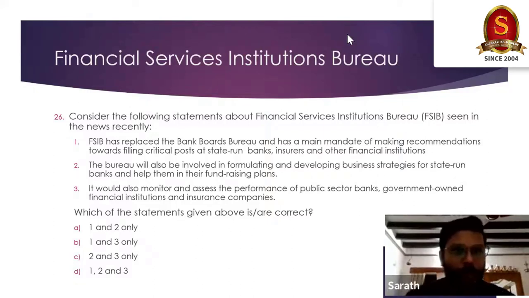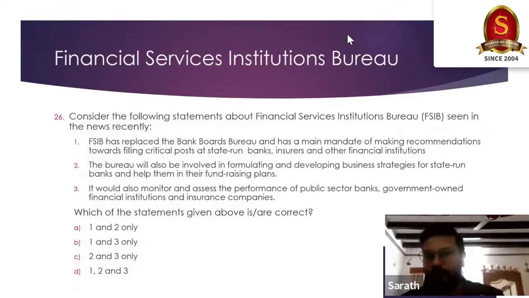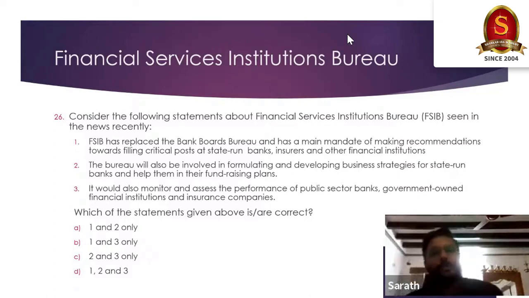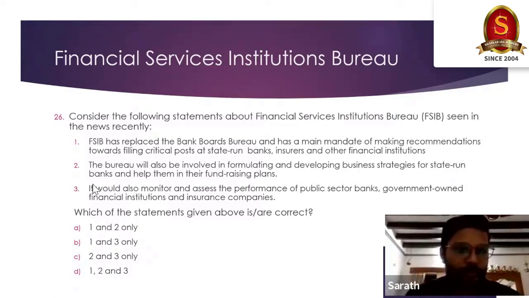Second one. The Bureau will also be involved in formulating and developing business strategies for state-run banks and help them in their fundraising plans. That's correct. It would also monitor and assess the performance of public sector banks, government-owned financial institutions, and insurance companies, not just banks, because previously it was the Banks Board Bureau. Now it also includes other government-owned financial institutions and insurance companies. That is an addition. So if you assume the first statement to be true because insurance or other financial institutions are involved, then the third also has to be correct. In this context, all three statements are correct, merely informative in nature.